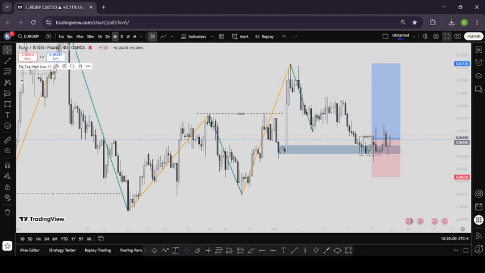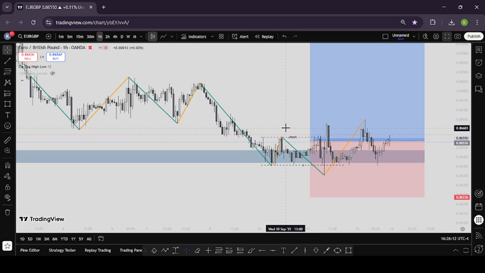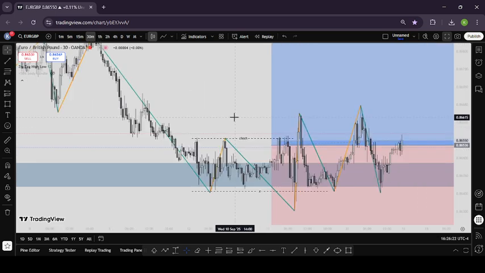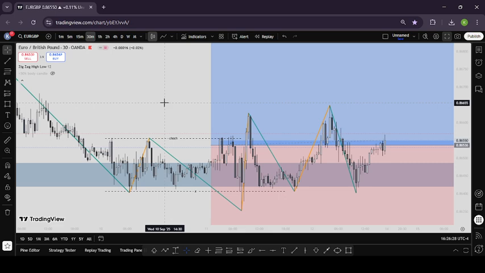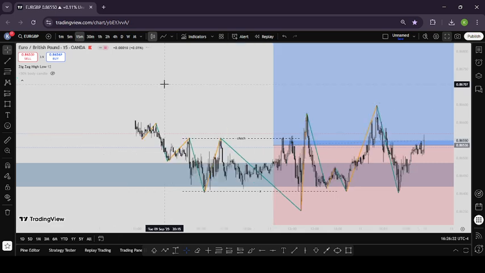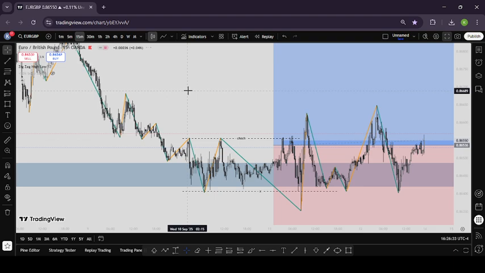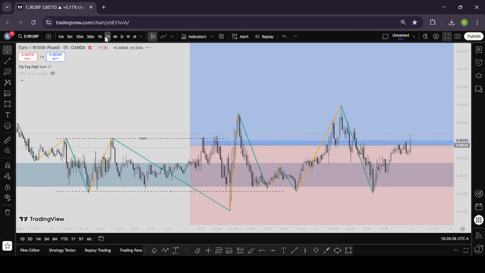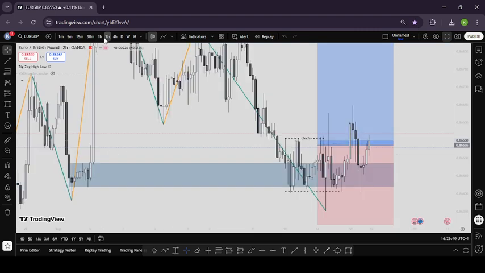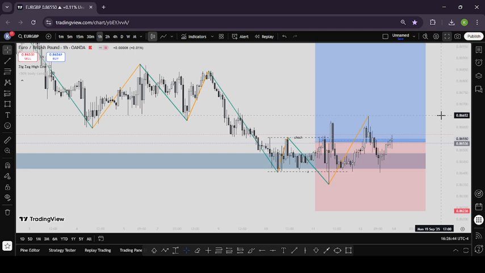I entered on, I wonder why, let me see on the 30 minute. Okay, yeah, on the 30 minute. Did I enter on the 15 minute? No, sorry guys, I'm just a bit confused on what time frame I actually entered this trade. Okay, but anyways, let me not confuse you guys, it doesn't matter.